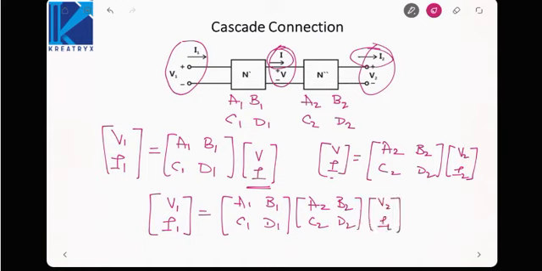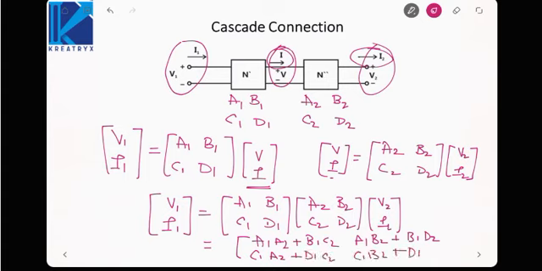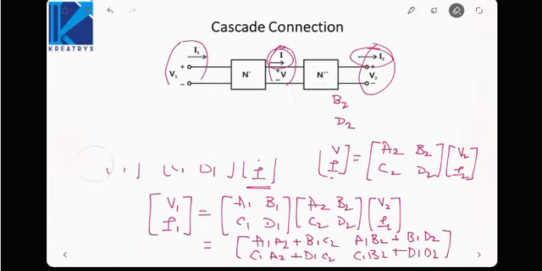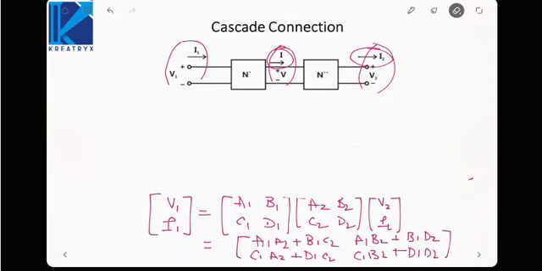That is, when two networks are connected in cascade, their ABCD matrices, or the transmission parameter matrices, get multiplied. So what will be the resultant matrix? A1 A2 plus B1 C2, then A1 B2 plus B1 D2, then C1 A2 plus D1 C2, then C1 B2 plus D1 D2. Okay. Now suppose the networks were symmetrical.